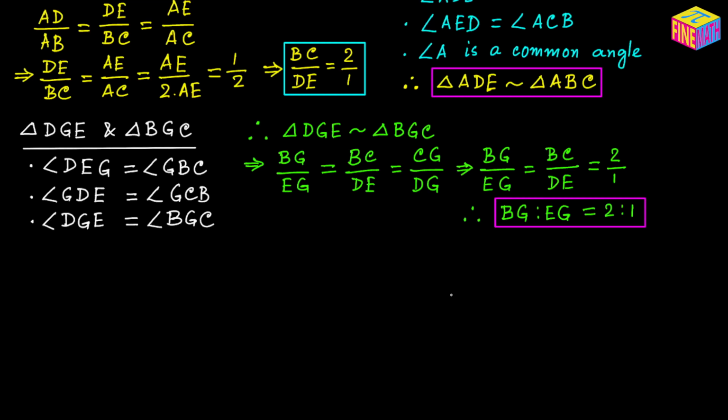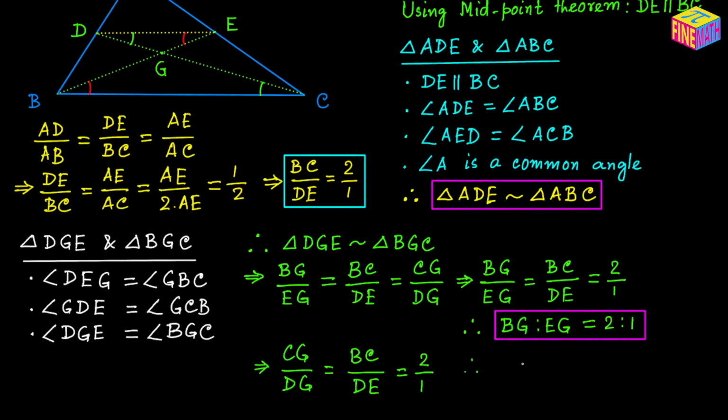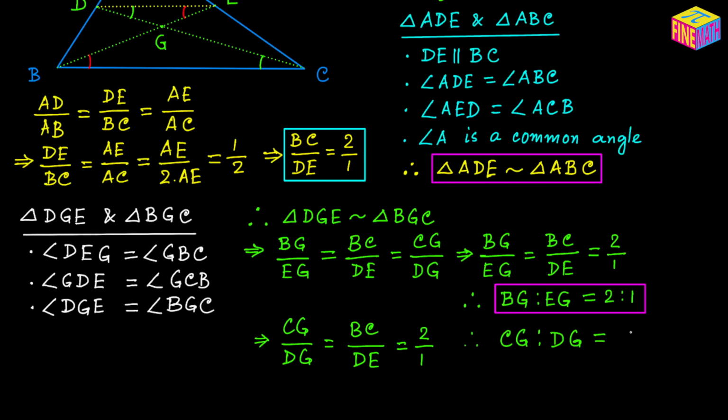And similarly, if we take the second part of the proportionality, we can say that CG over DG is equal to BC over DE, and that is again 2:1. So from here we can say that CG is to DG, and if you look at the diagram, CG is to DG, the two parts of the median CD, that is also equal to 2:1.